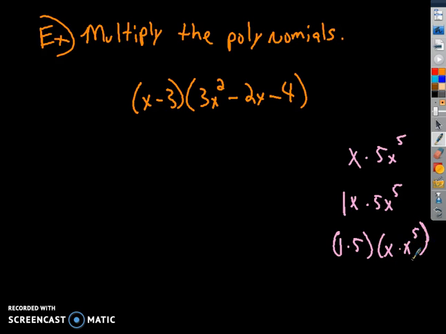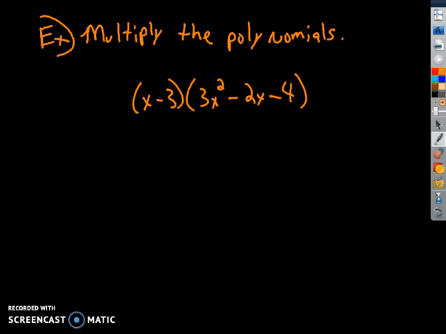Just know that when you're multiplying these numbers, it's 1 times 5, so just 5. And when I'm multiplying variables, I add the exponents. So this exponent is 1, so x to the 1st times x to the 5th is x to the 6th power. Just understand that as we try to multiply these. Back to the problem at hand.